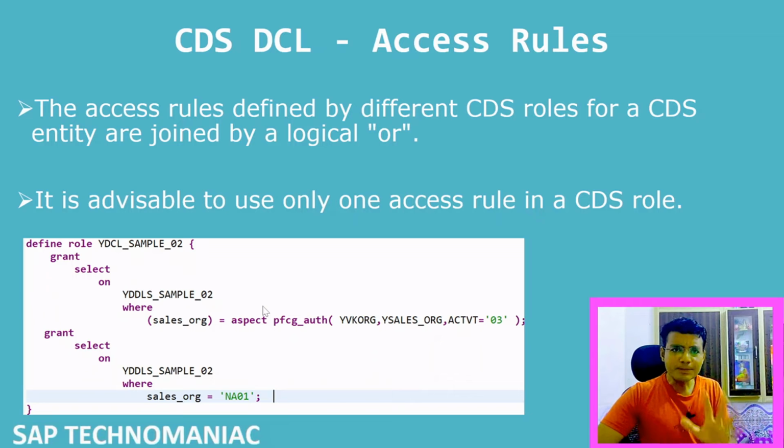As per SAP, they always advise us to use only one access rule in one DCL. In one access control, you should use only one access rule. You should not use multiple, but if it is required, you can use a grant rule.